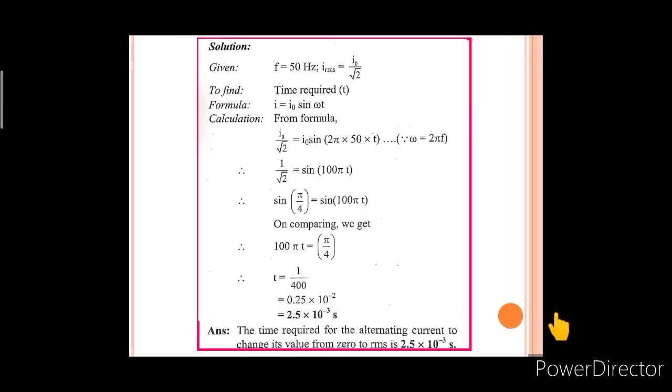That means the final answer we can give as the time required for the alternating current to change its value from 0 to RMS is 2.5 into 10 raised to minus 3 second.